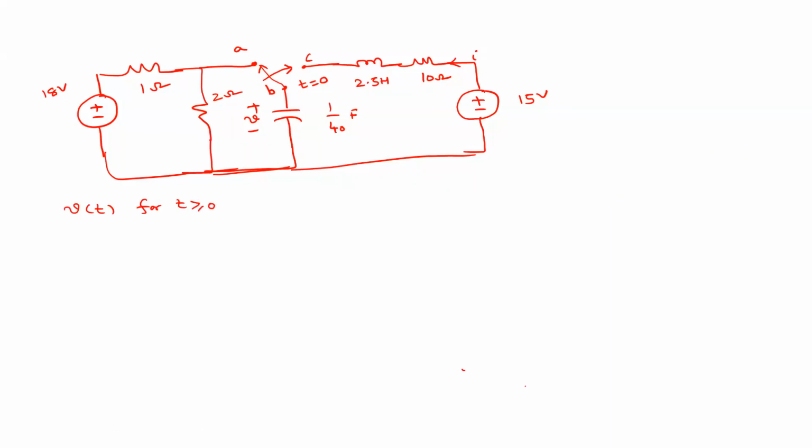Right. What is the first step? So first step is finding the initial conditions, right? V of 0 and I of 0. What is V of 0? 12 volts. V of 0 is 12 volts. So how is it 12 volts? The circuit will look like this, right? Plus minus here.